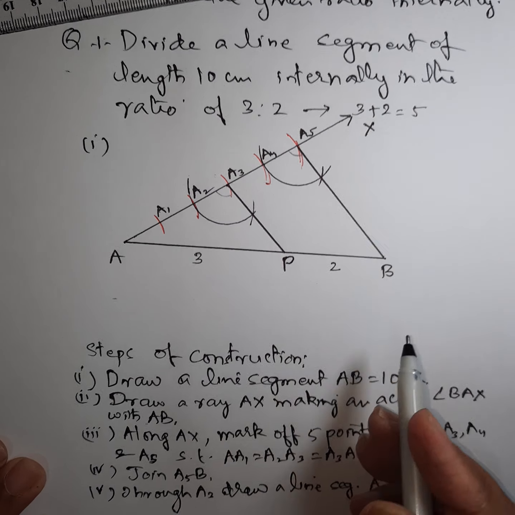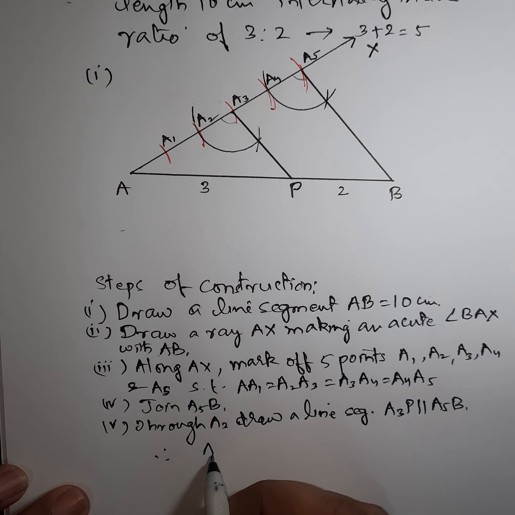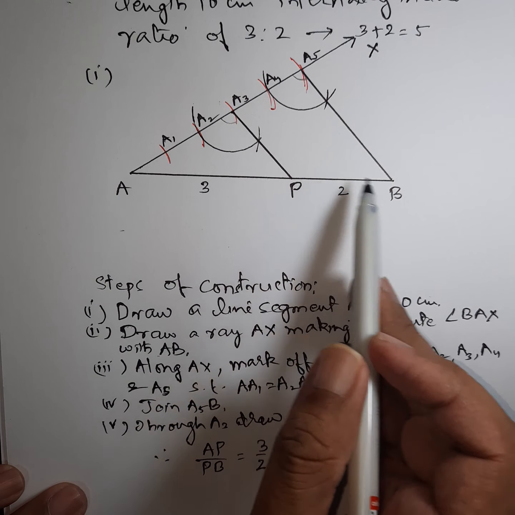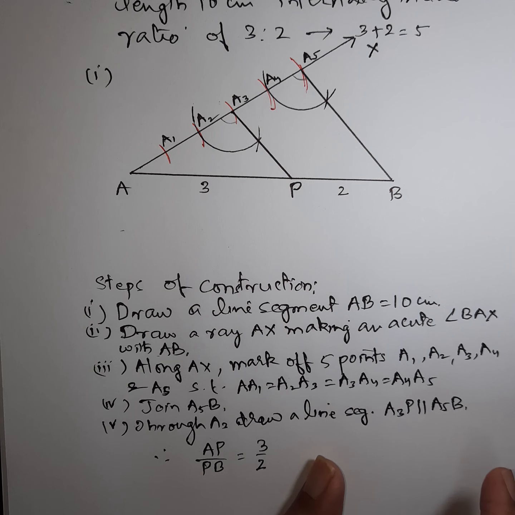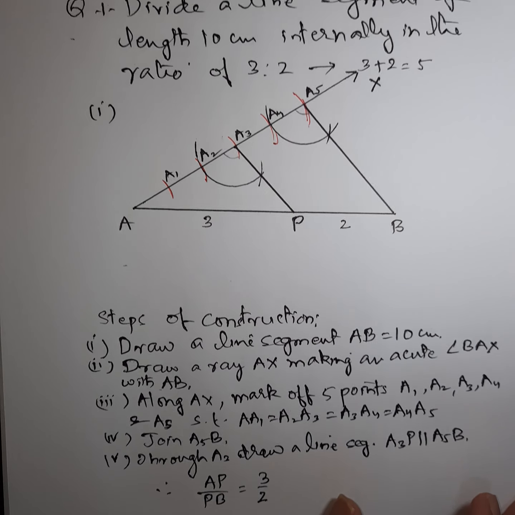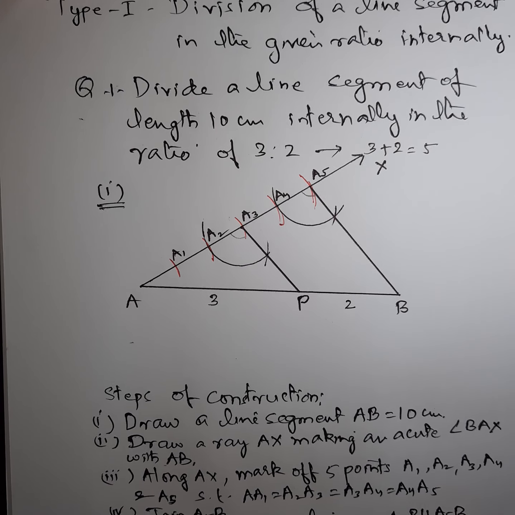So P divides AB in the ratio of 3:2. You can verify also, you can measure and verify, therefore AP upon PB will be equal to 3/2. If you want to justify, just measure the lengths of AP and PB and you will get the ratio 3:2. This is method number 1. Okay, this is the first type of construction. The same question can be done by another method.